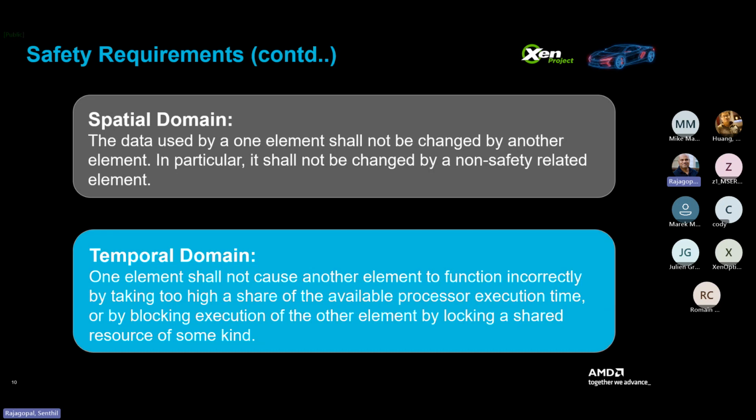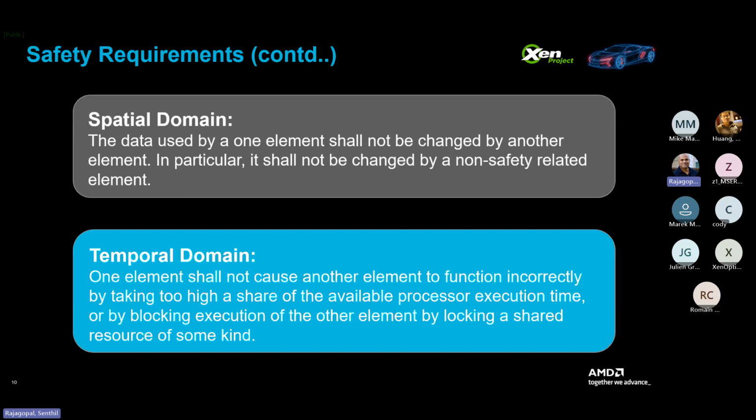And the temporal domain talks about the CPU and other resource usage and the CPU execution time. So we don't want a gaming application to completely hog all the CPU power when there is a need for safety critical applications to use the CPU. So this is called temporal domain or temporal isolation.